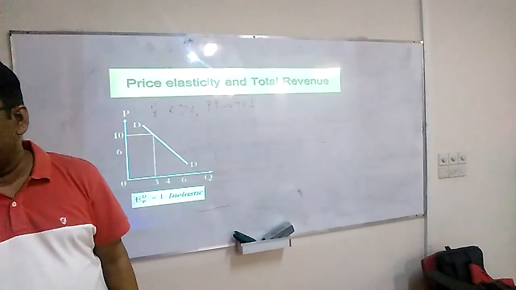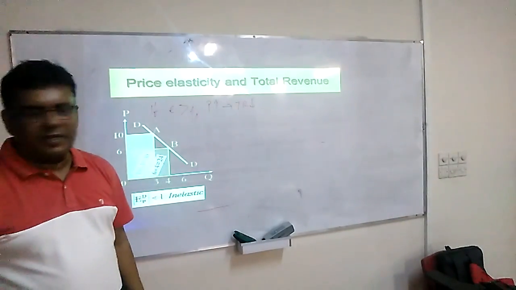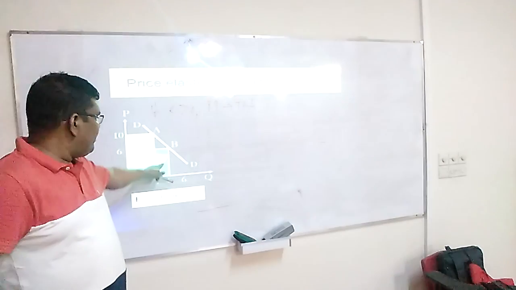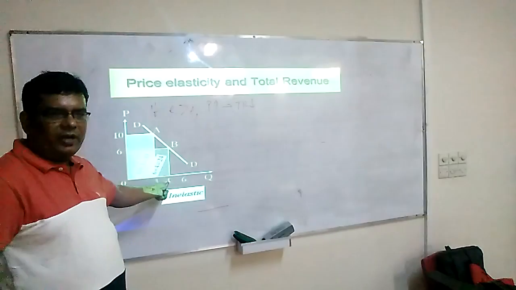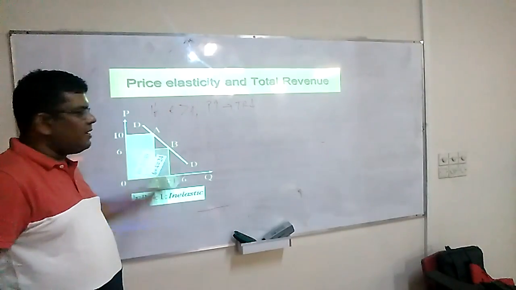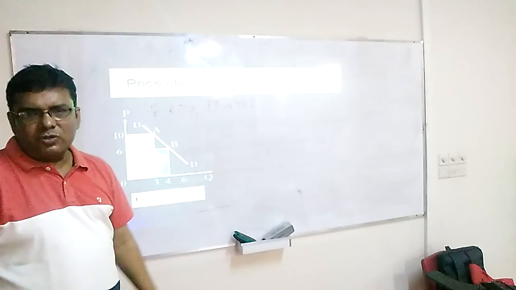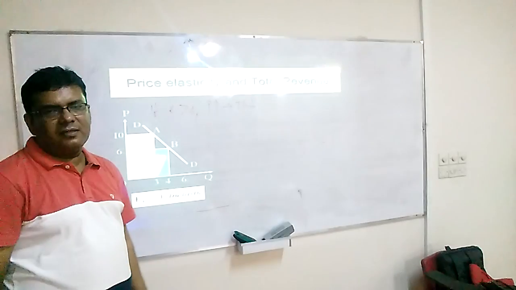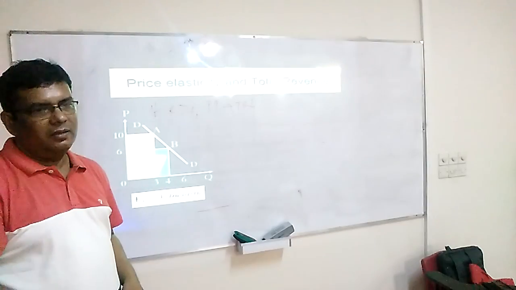Let us go to the inelastic case. Look here. At a price of 6 taka, how much is he selling? 4 units. So revenue is 24. When the seller is selling 4 units, revenue becomes 24. If the price becomes 10, what is the revenue now? 30. So elastic or inelastic case? Now it is the inelastic case. In the inelastic case, when the price goes high, our revenue goes up.